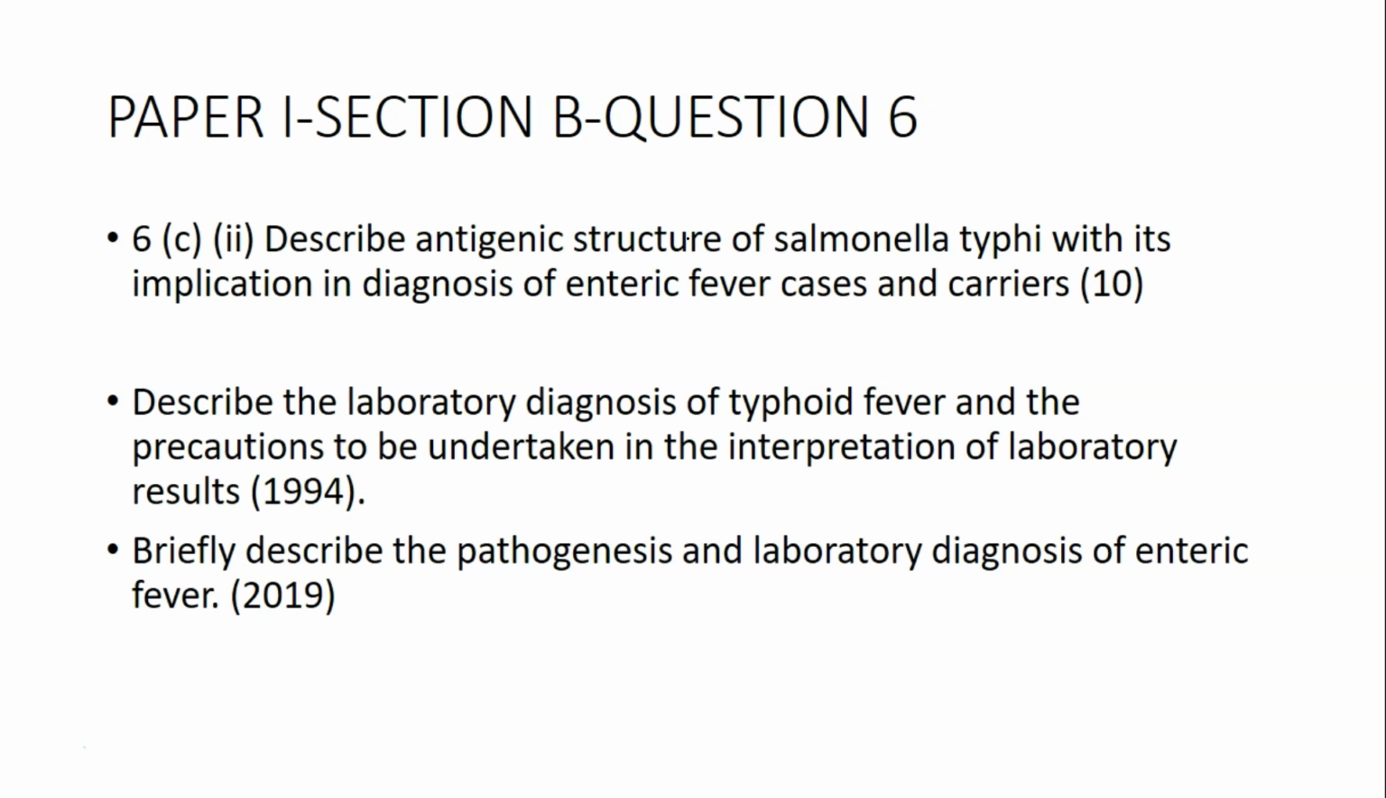Now question number 6, C2, describe the antigenic structure of Salmonella typhi. Simple, Vidal test. What is H antigen, what is O antigen, how do you detect it, paratyphi A, paratyphi B and all, how it helps in diagnosis of enteric fever cases and carriers. So they're asking you to define antigenic structure so that you can come up with the Vidal test. For upcoming batches from 2020 to 2023, I think we have to deep dive into some specific aspects of lab diagnosis. You can't just write an overview of lab diagnosis now, so we should be ready with some depth.